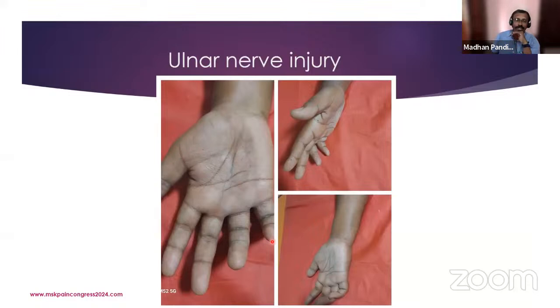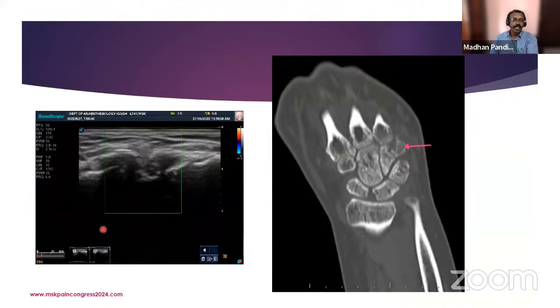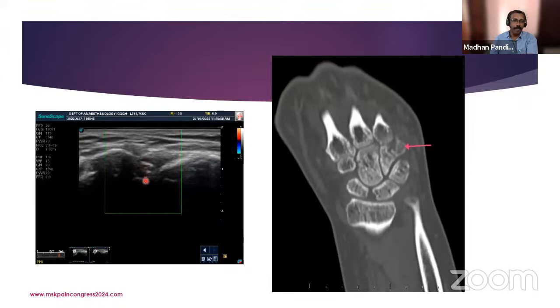There is an ulnar claw hand. There is a post-traumatic ulnar claw hand in a patient who is a very young fellow, 30 years man, who tried to hold his bike when it was falling down. Not a very major injury, but he had developed wrist pain along with an ulnar claw hand, following which when we did an ultrasound, there is a small little irregularity. There was a query hamate fracture. He went in for a CT where there was a hamate fracture, rather.